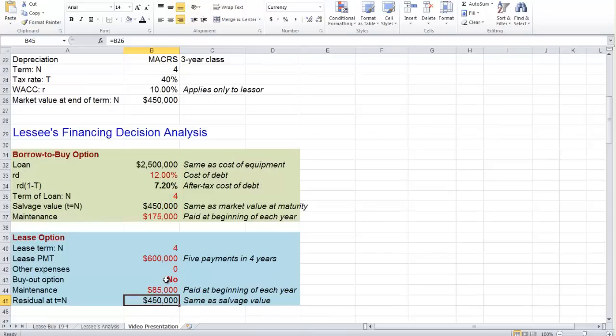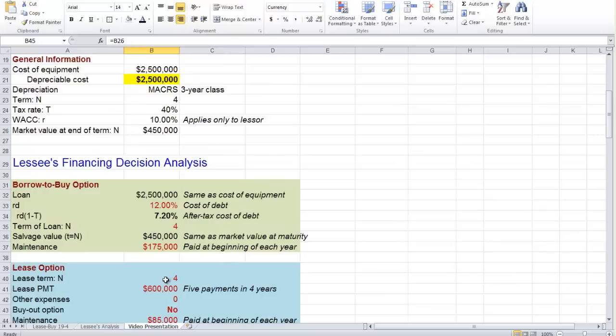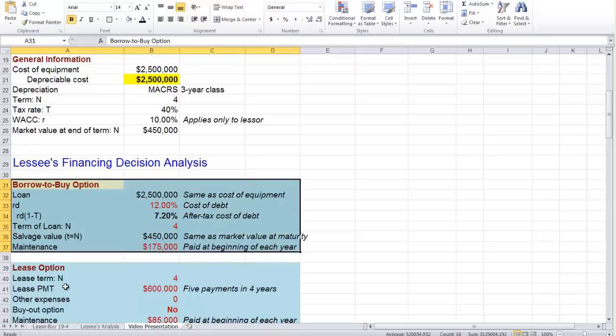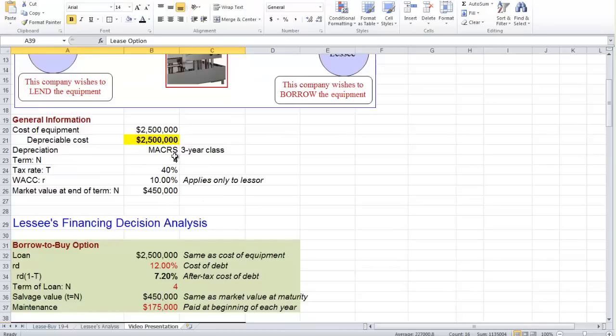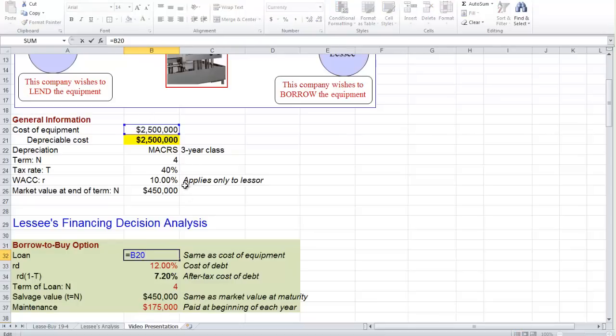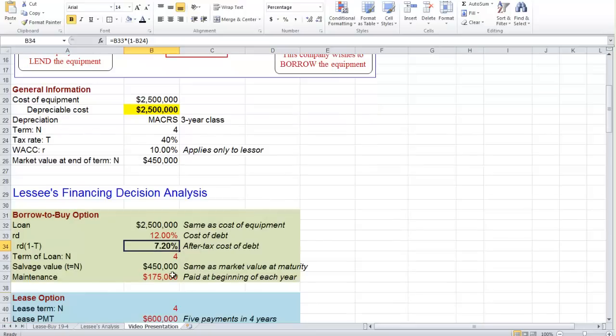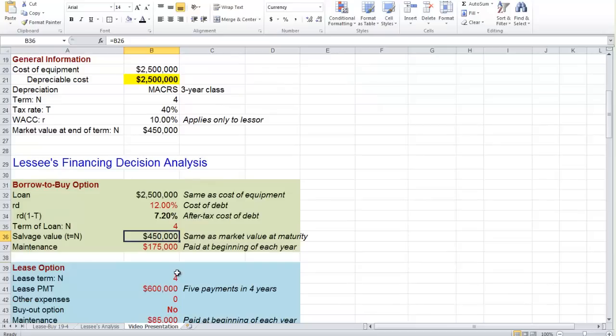In designing this spreadsheet, I am careful to distinguish between the input data in the borrow option as well as in the lease option that refer to the general information. So input data in here that refer to the general information, you can see they're all in black, like the loan amount B20. If I hit F2, it refers to the cost of the equipment. As well, you can see that the after-tax cost of debt is a calculated cell. So anything that you see here in black refers to the general input data.